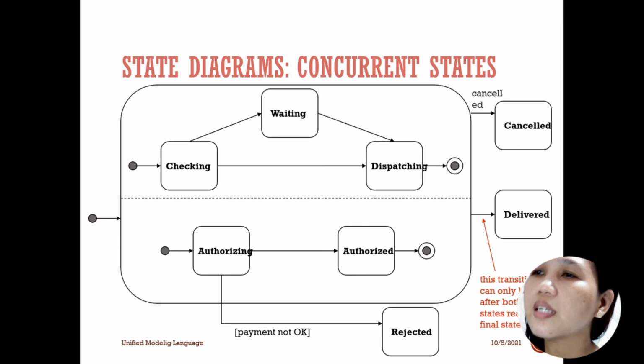So here's another example of a state diagram, also in a concurrent state. Still, this is more organized, which you can see, as there is some function inside the big box: if the payment is not okay, then it will be rejected. If it's authorized, then it will be delivered. If it's waiting and it's cancelled, then definitely it will be cancelled. So the arrow on the delivered is a transition that can only be taken after both concurrent states reach their final state.